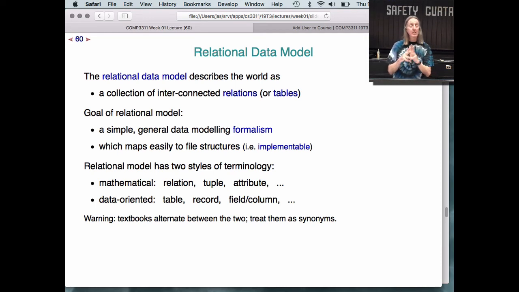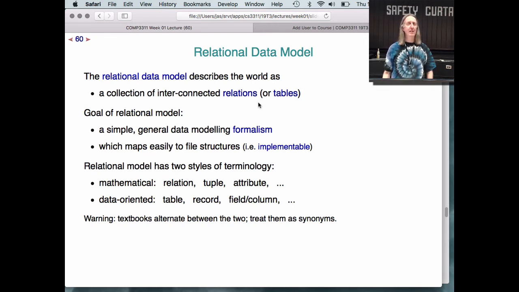The ER model views the world as entities and their attributes and relationships between entities, and maybe attributes on the relationships. The relational model is simpler than that. We view the world as a collection of relations. That's our only structuring formalism in this model.